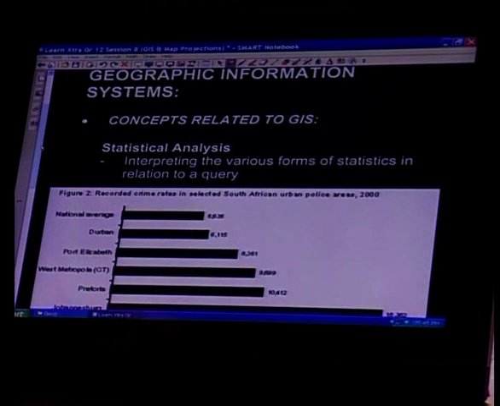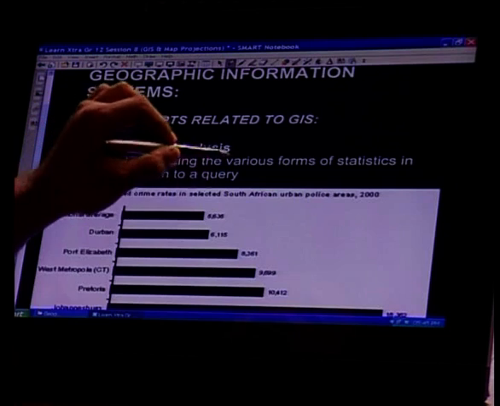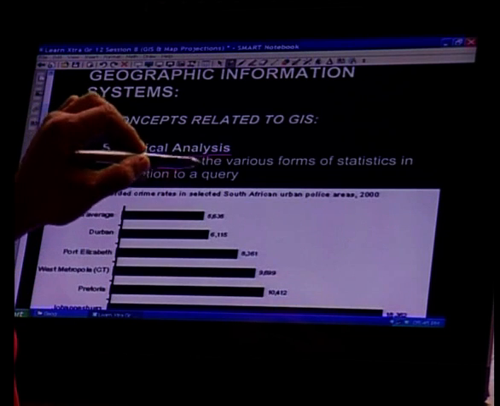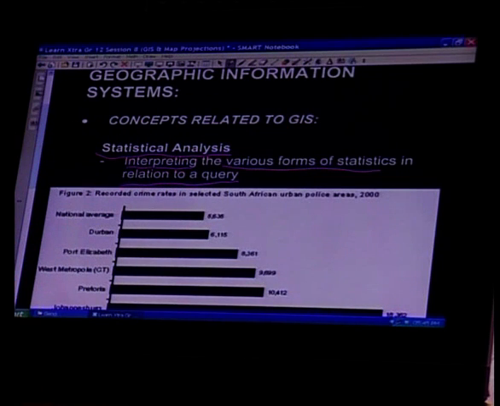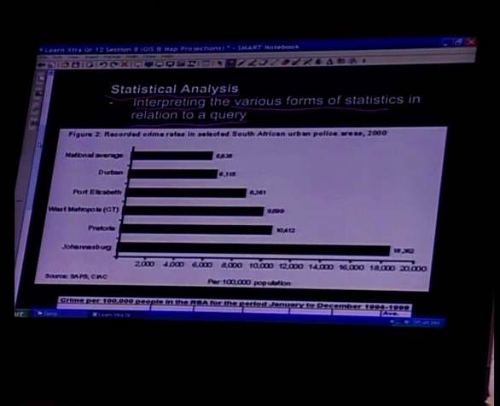Spatial analysis. Okay, and a statistical analysis rather, interpreting various forms of statistics in relation to the query. I know today I'm a bit stuck on the crime rates. I was just recently looking at some articles over the internet, and therefore I found this. I want to find out which city. Okay, I will maybe do a comparative study and find out which city has the highest rate of crime.